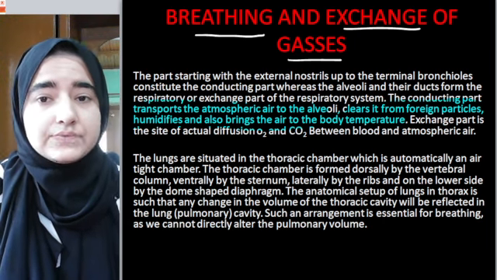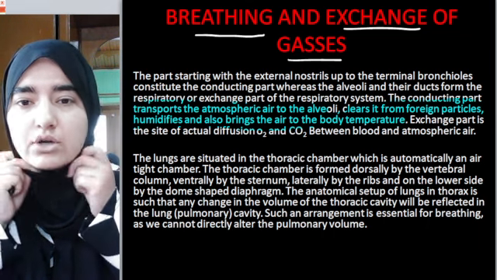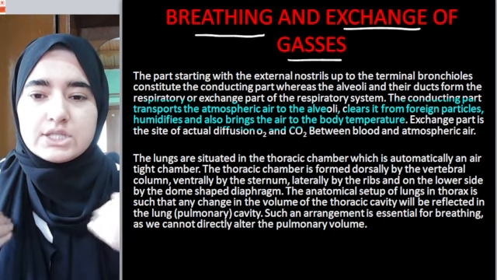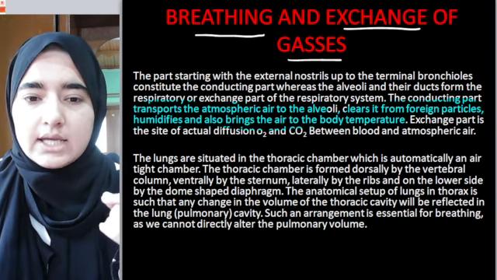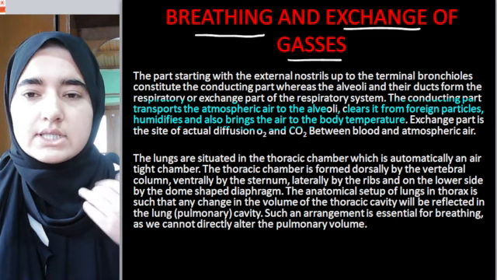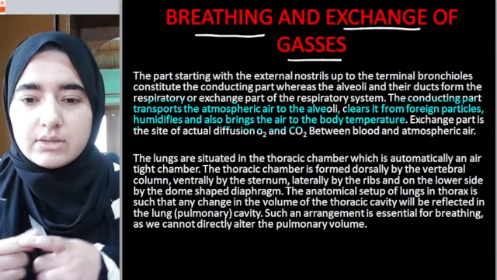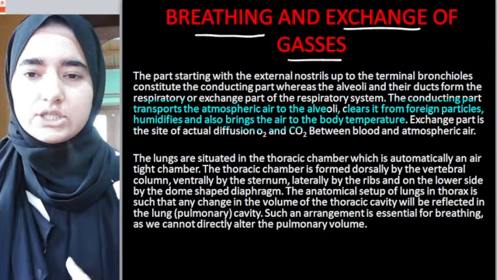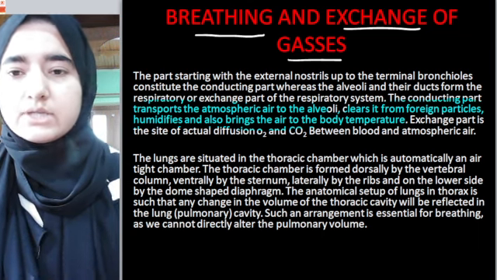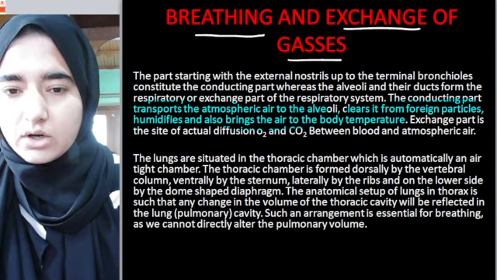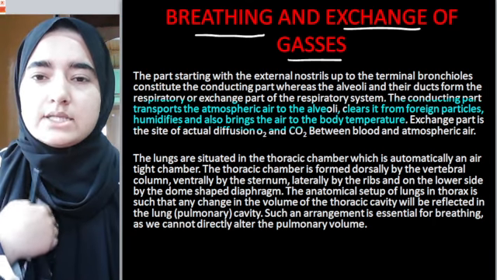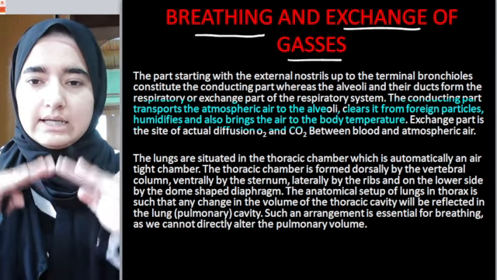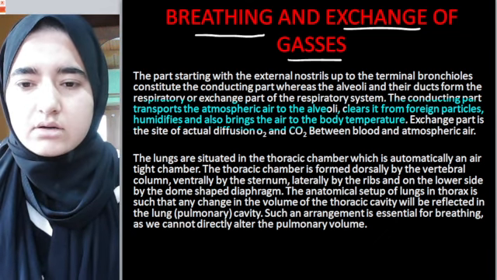Now, lungs. Where are the lungs situated? Location of lungs: lungs are situated in the thoracic chamber, which is actually an airtight chamber. The thoracic chamber is formed dorsally, that means from the backside, by the vertebral column, and ventrally by the sternum. The sternum is this bone, the chest bone. Laterally, meaning sidewise, it is formed by ribs, and on the lower side by the diaphragm. I hope this concept is clear.